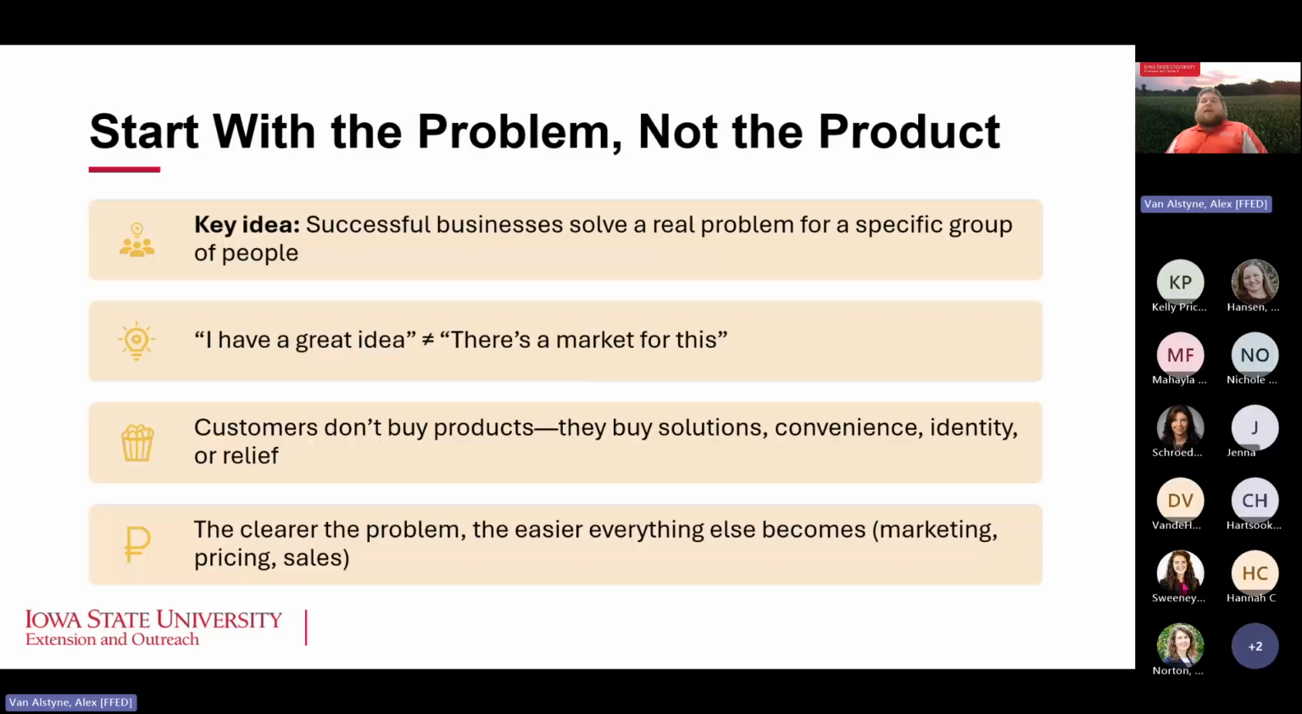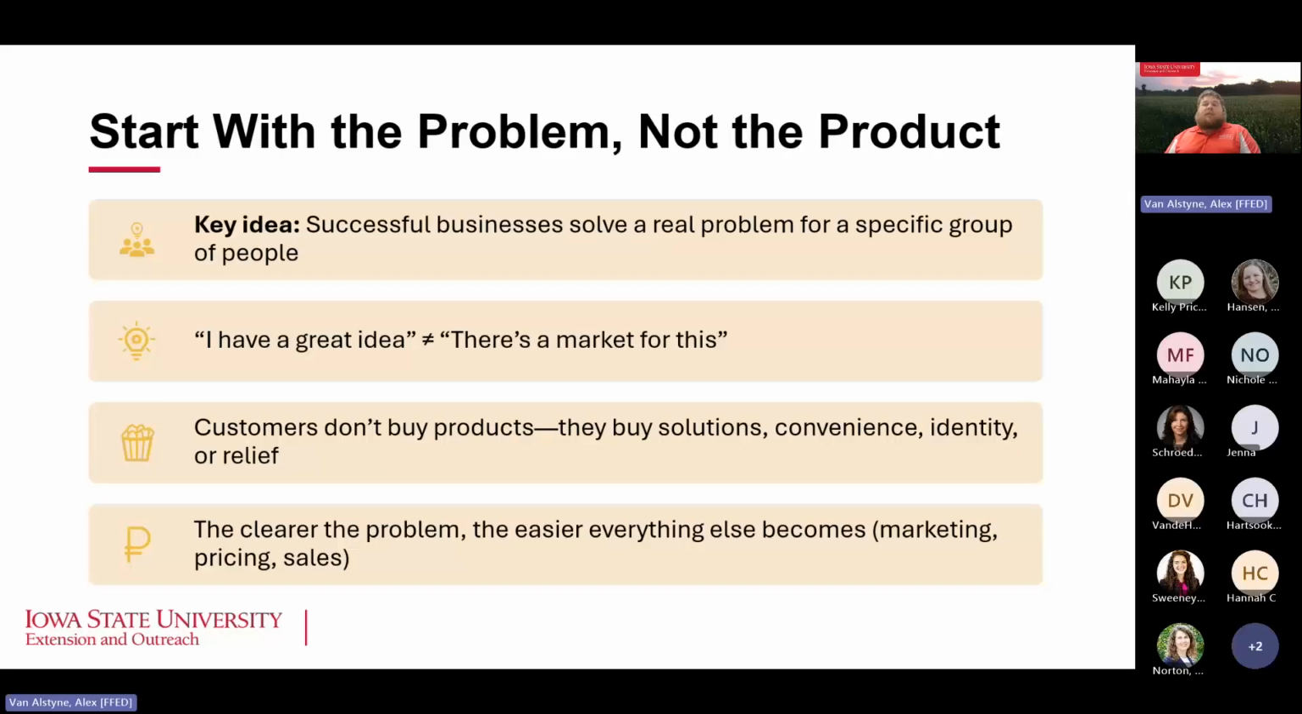I want to start by flipping how a lot of people think about business ideas. Most people start with the product and then try to convince themselves there's a market for it. Successful businesses do the opposite. They start with a problem that a very specific group of people is already experiencing and then build a solution around that. Having a great idea does not automatically mean there's demand for it.